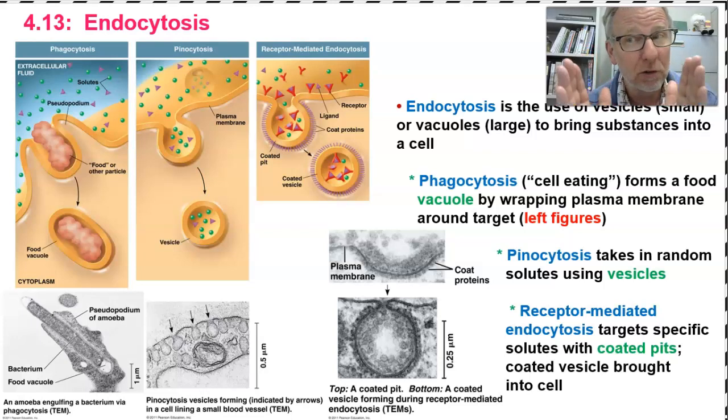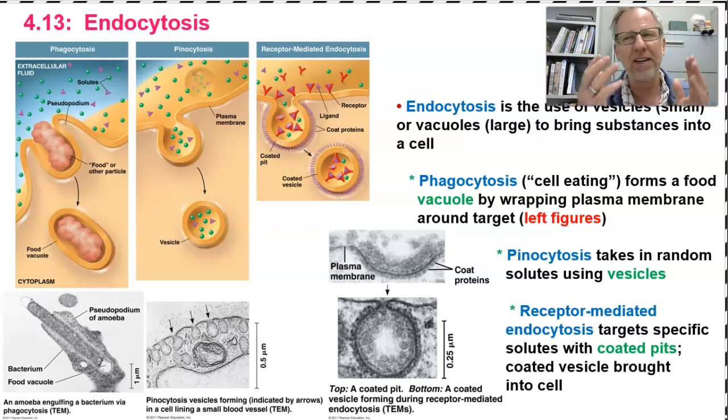So whereas pinocytosis gulps in whatever is outside the cell, just non-discriminately, receptor-mediated endocytosis is being very specific and targeting certain molecules to bring them inside with vesicles. So the very bottom right figure is showing you a coated pit that is being filled up with specific substances and then forming a vesicle on the inside of the cell. So those are the three types of endocytosis.